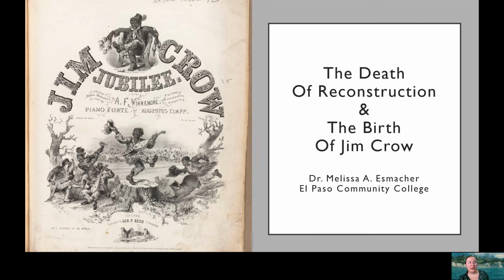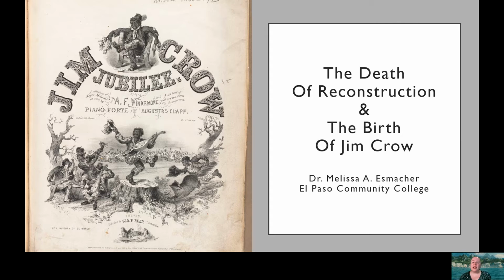This is Dr. Esmacher, and today we're going to be talking about the end of Reconstruction and the birth of Jim Crow. So you guys have been reading in your textbook about Reconstruction. Remember that Reconstruction had two phases, presidential Reconstruction or Andrew Johnson's plan, in which not really all that much changed for the South. In fact, Johnson pardoned pretty much everyone in the South, and the system went back to the status quo pre-Civil War, other than no more slavery was allowed.